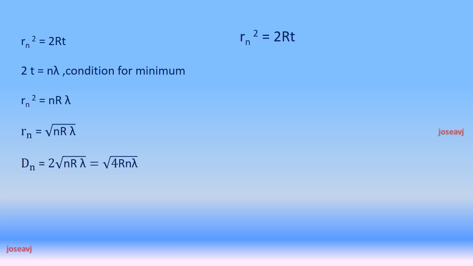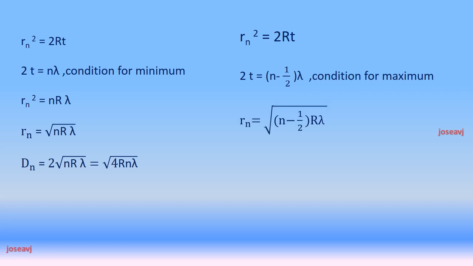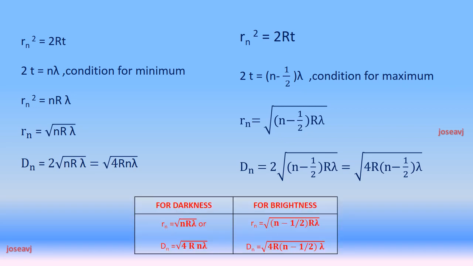Similarly, if we express 2t as (n - 1/2)λ, the condition for maximum, we get Rn = √((n - 1/2)Rλ), or the diameter of the nth bright ring is √(4R(n - 1/2)λ). That is, for the dark ring, Dn = √(4Rnλ). For the bright ring, the diameter is √(4R(n - 1/2)λ). R is the radius of the plano-convex lens, n is the order, and λ is the wavelength.